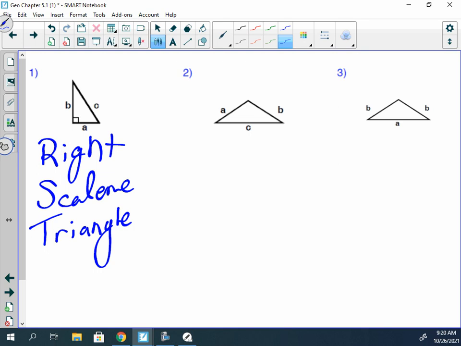We know it's a right triangle because of the right angle. And since all three side lengths are different, it's scalene. How about triangle number 2? I would go obtuse.